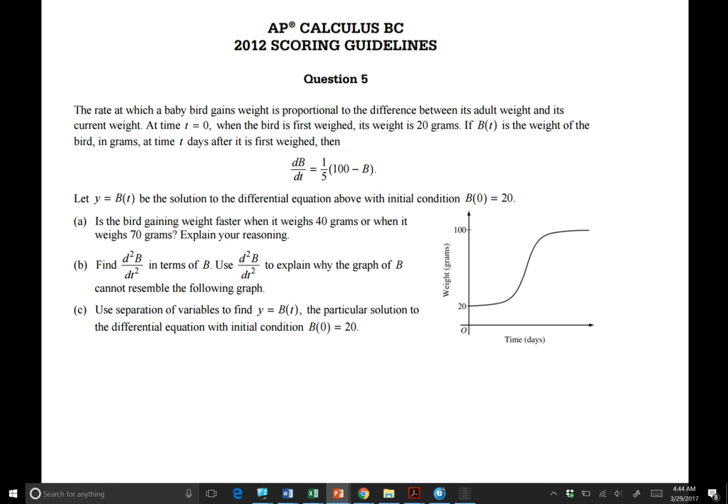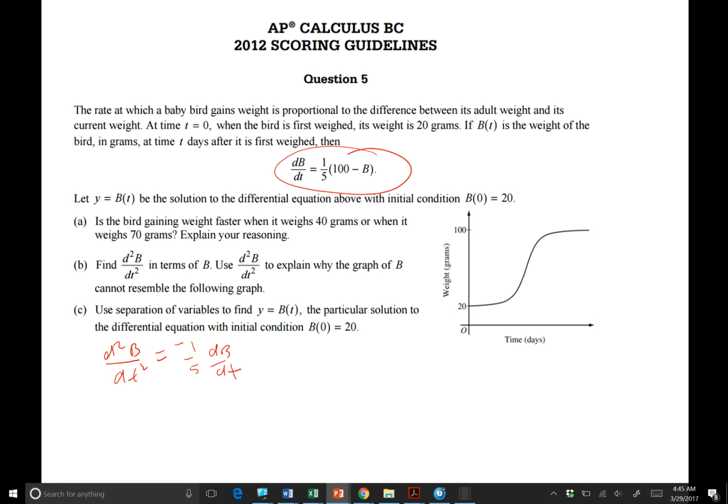That was part A. So for part B, it says find the second derivative in terms of b. Use the second derivative to explain why the graph of b cannot resemble the following graph. So I'm going to start by taking the second derivative of this. The 1/5 is just going to hang out. The derivative of 100 is 0. The derivative of negative b would be negative dB/dt.